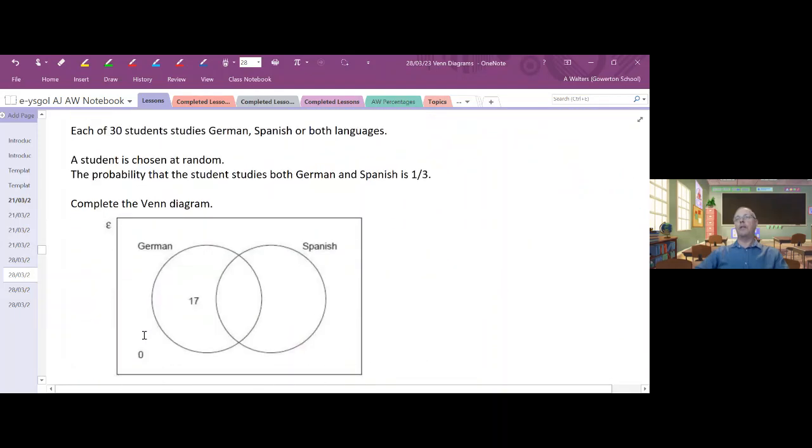Okay, another problem-solving question. Couple of things to highlight here that you should be doing if you had this in front of you. Probability that they speak both German and Spanish is a third, and there are 30 students in total. So I'd like you to try that question and pause the screen, and when you're ready to resume, I'll give you the answer.